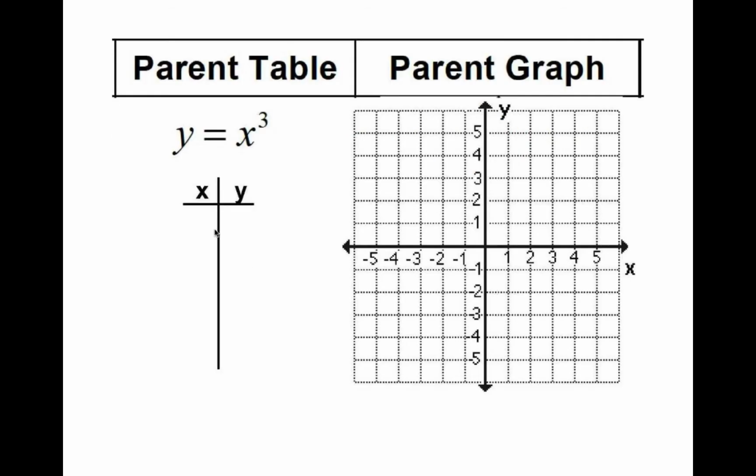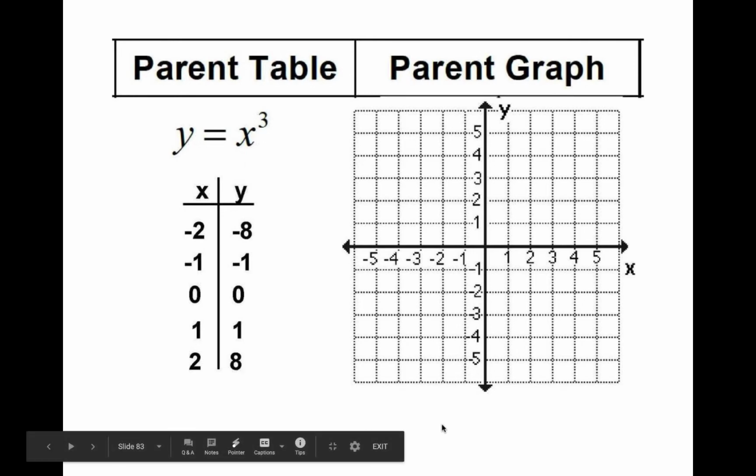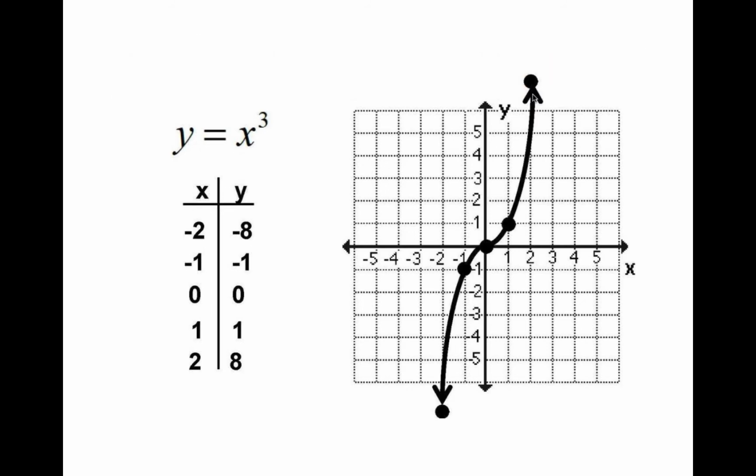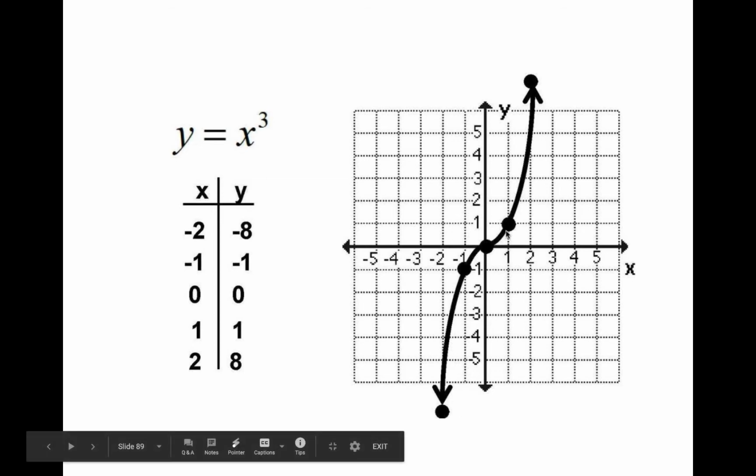So when we make our table, when we cube negative 2, it goes negative 2 times negative 2 times negative 2. That's going to make a negative 8. Negative 1 times negative 1 times negative 1 is negative 1. 0 cubed is 0, 1 cubed is 1, and 2 cubed is 8. So it's going to go off the graph. We're down here at negative 2, negative 8, and then negative 1, negative 1, 0, 0, 1, 1, and then 2, 8 is way up there. This is what they call an S-shaped graph, like so.